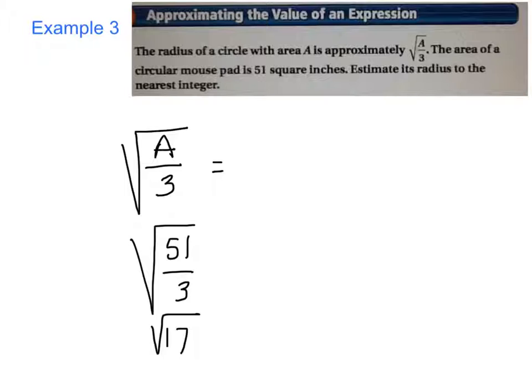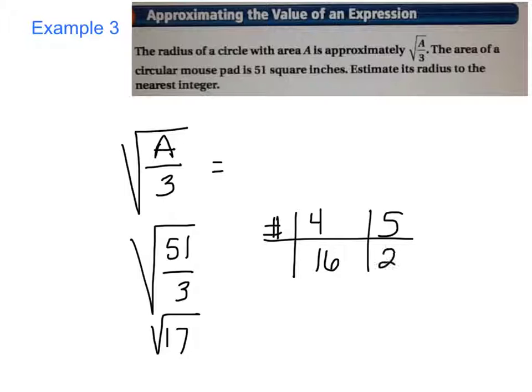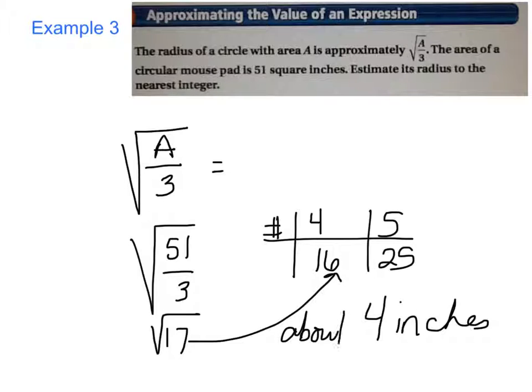We want to estimate its radius to the nearest integer. So the square root of 17, you can use a calculator, but if you did, for example, the numbers 4 and 5, 4 squared is 16, 5 squared is 25. Well, 17 is closer to 16, therefore the radius is going to be about 4 inches. So if you rounded or estimated to the nearest integer, it would be about 4 inches.